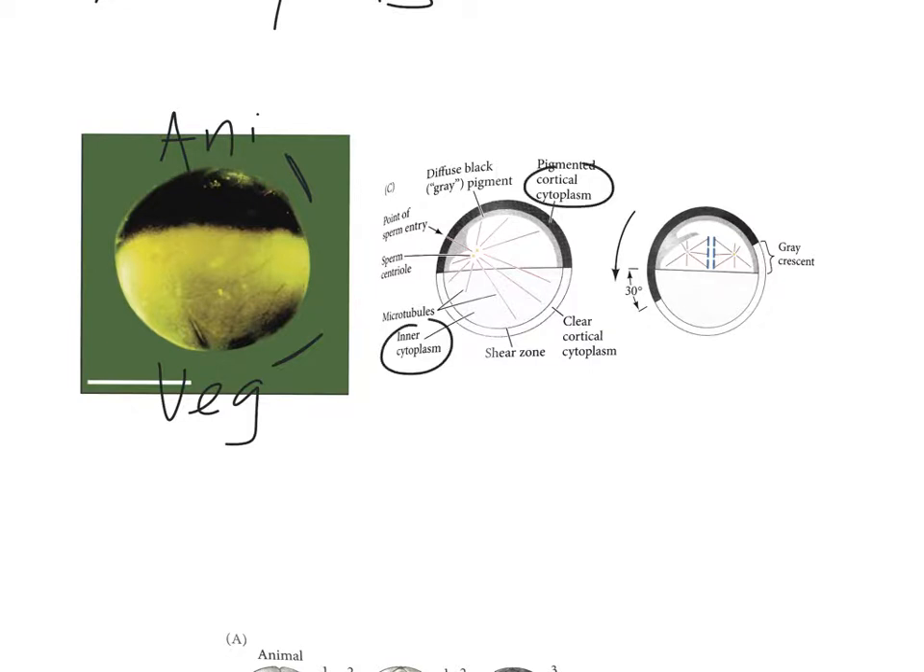The sperm can enter any place on the animal hemisphere. The side of sperm entry determines the ventral axis, and the side 180 degrees across will be the dorsal axis. Great to see you contributing to your kid's development, Dad.